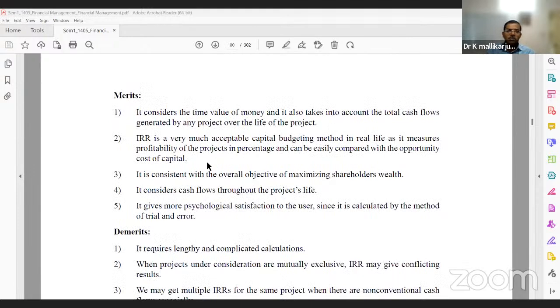So it is a very popular method. It considers the time value of money. It also takes into account the total cash flows generated by any project over the life of the project. So IRR is a much accepted capital budgeting method in real life, as it measures profitability of the project in percentage, and it can be easily compared with the opportunity cost of capital. It is consistent with the overall objective of shareholders' wealth maximization.